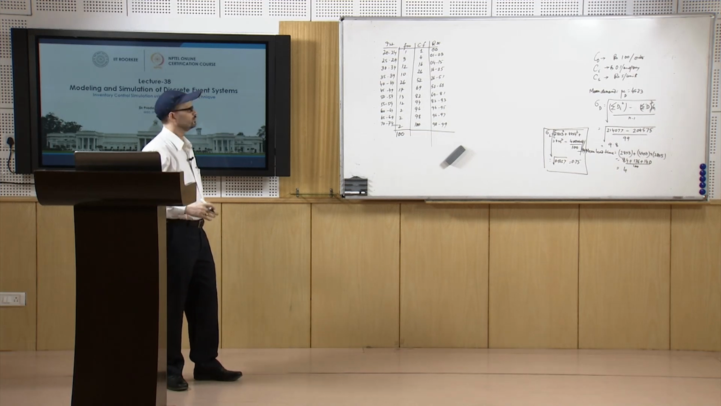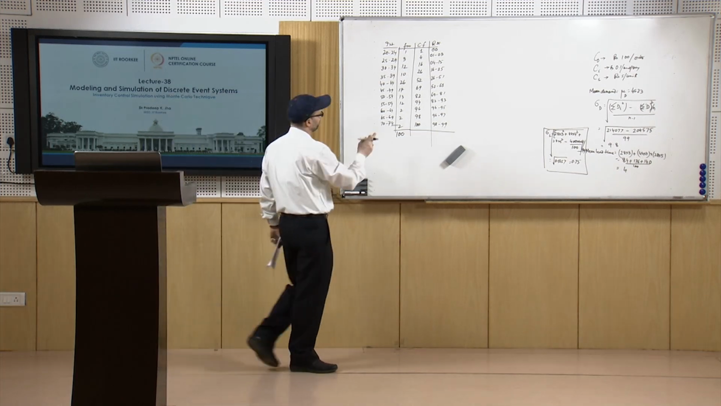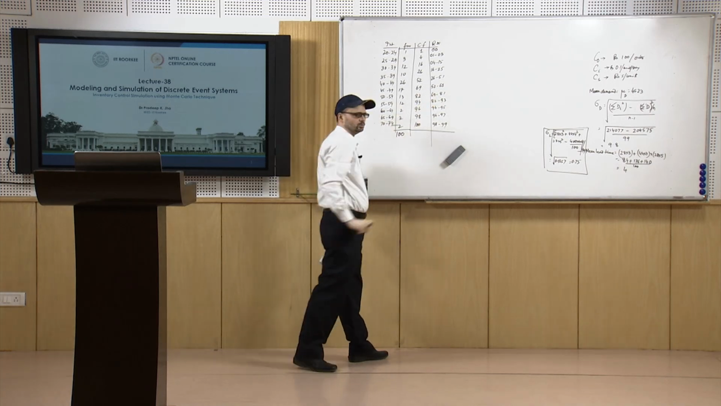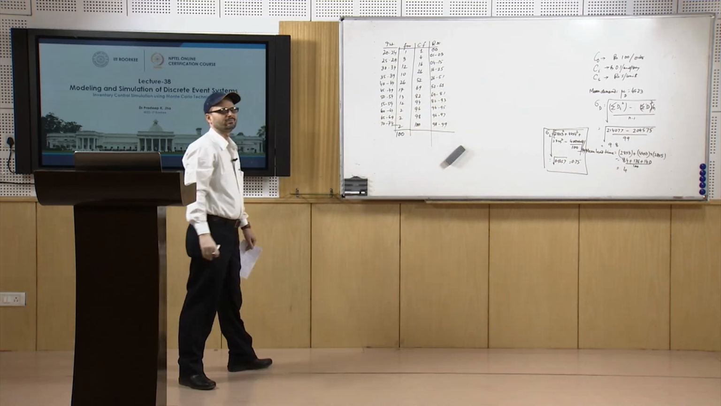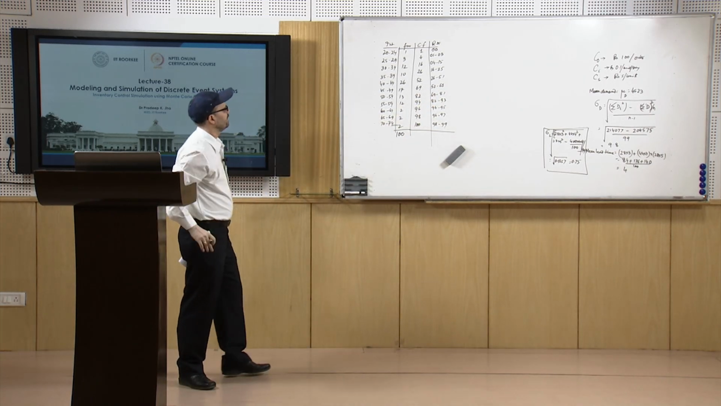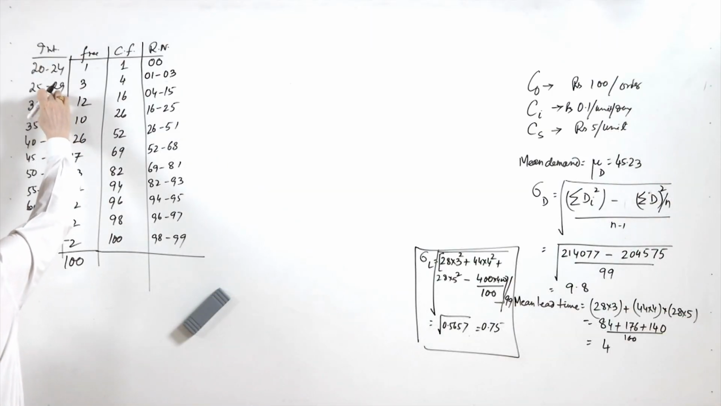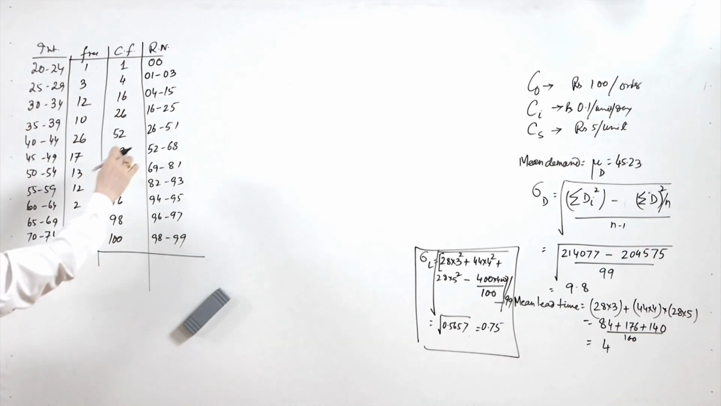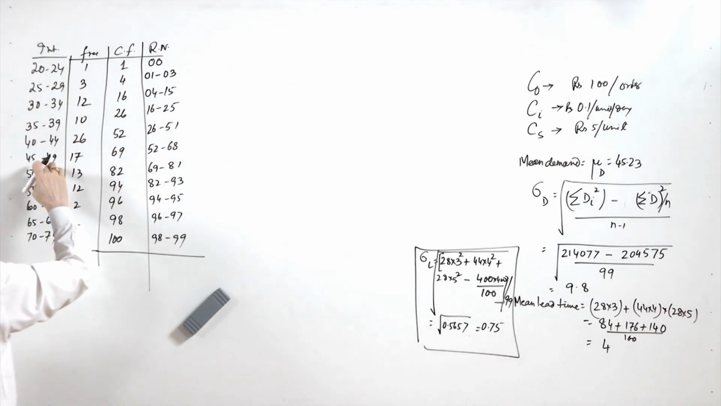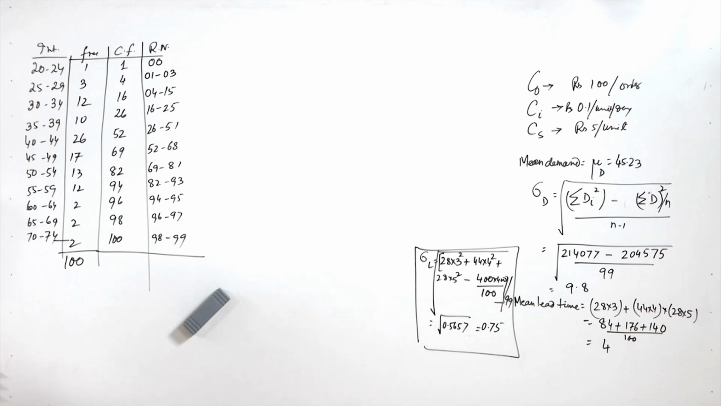Whenever a random number comes up, accordingly you have to raise this demand. Suppose it comes 65. Then at that particular time you have to raise a demand of 47 units.